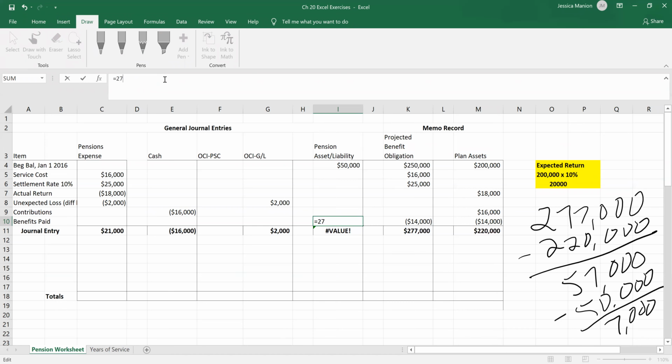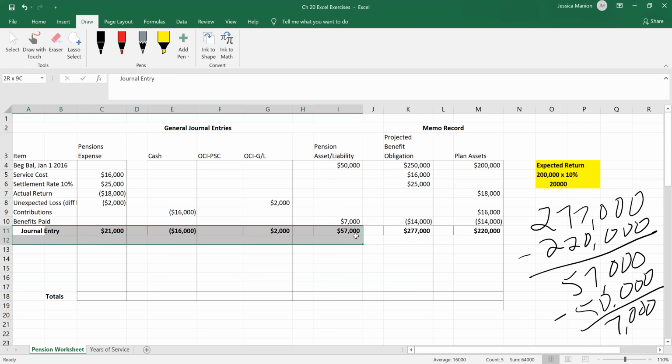Okay, let's try it this way. 277 minus 220. Make sure I got enough zeros. Minus the 50,000 we already had there. 7,000. There we go. And so here's our journal entry. And actually, we need this 7,000 for our journal entry, not the 57.